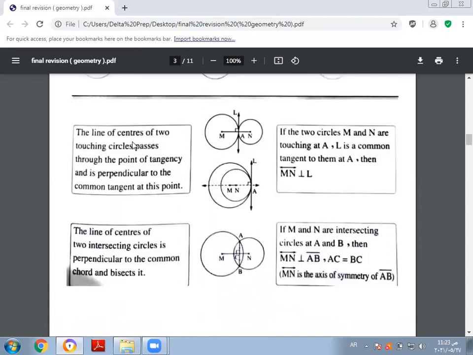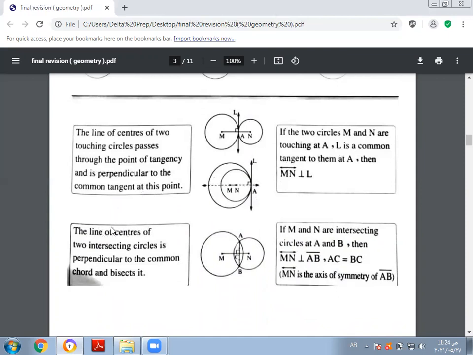The line of the centers of two touching circles passes through the point of tangency and is perpendicular to the common tangent at this point. If the two circles M and N are touching at A, and L is a common tangent to them at A, then MN is perpendicular on AL.